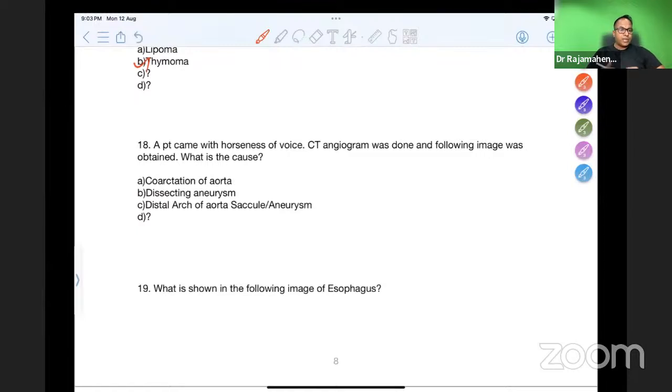So a patient with hoarseness of voice. CT angiogram was done and the following image is obtained. What is the cause? I could not get the image, but hoarseness of voice can happen from aneurysms. Any type of aneurysm can cause hoarseness of voice. If at all I could get the image, I can answer this question. But please remember, anybody could answer this question. Patient came with hoarseness of voice, CT angiogram was done, and the image shows a mass in the mediastinum causing hoarseness.